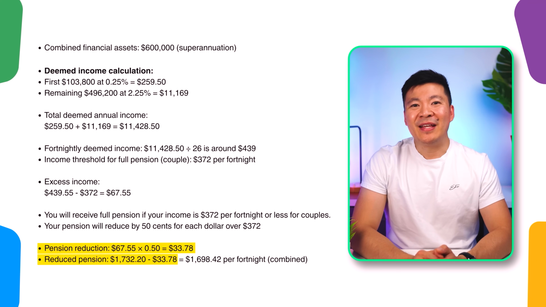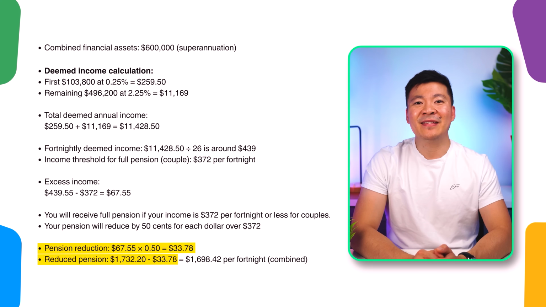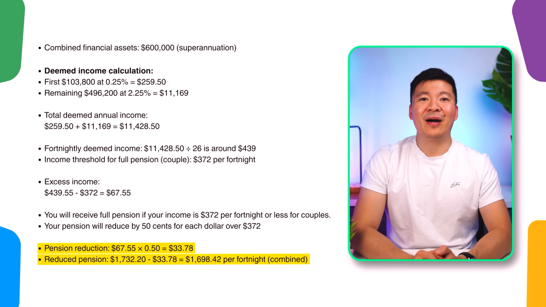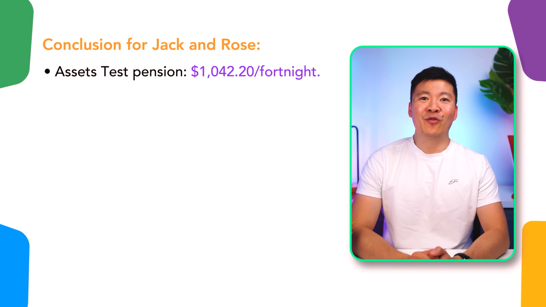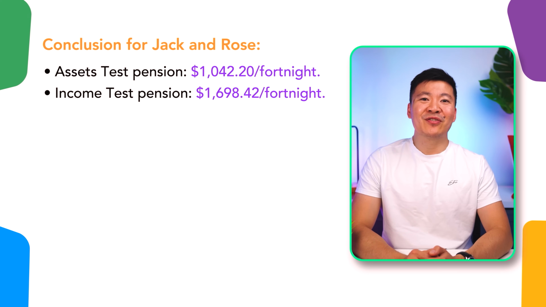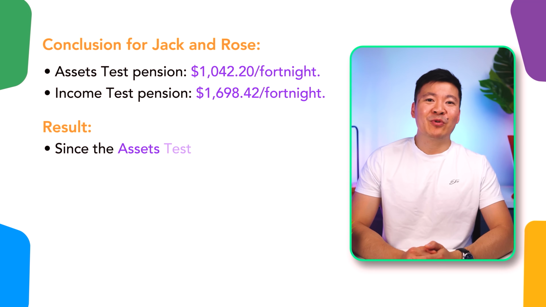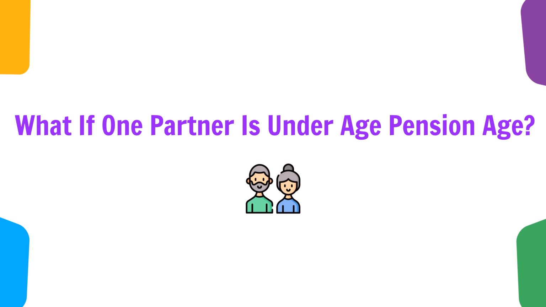So the reduced pension is $1,732.20, take $33.78, which equals $1,698.42 per fortnight combined. So here's the conclusion for Jack and Rose. Assets test pension is $1,042.20 per fortnight. Income test pension is $1,698.42 per fortnight. So the result is, since the assets test produces a lower amount, that is the one they will apply. So what if one partner is under age pension age?